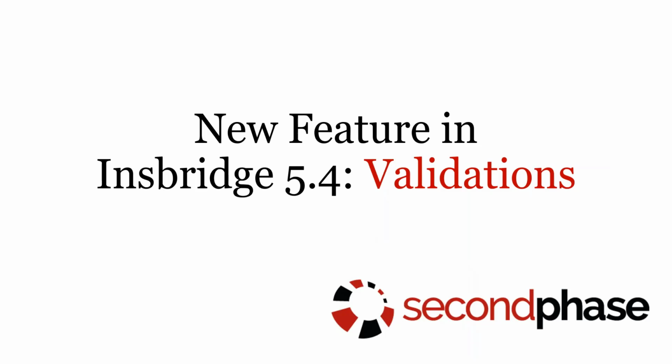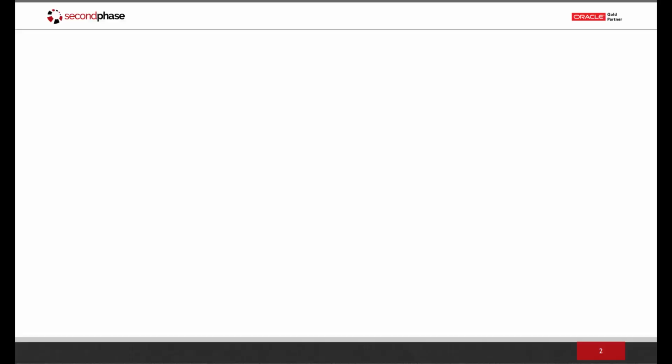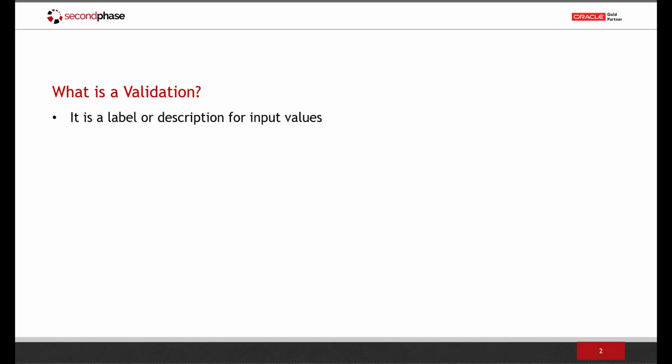In this video, I will discuss validations, which is one of the new features in Insbridge 5.4. First, what is a validation? Validation is basically a label or description for input values. Usually, input values for field variables are codes or abbreviations of longer names. Validations will help users clarify what the input values mean or stand for.